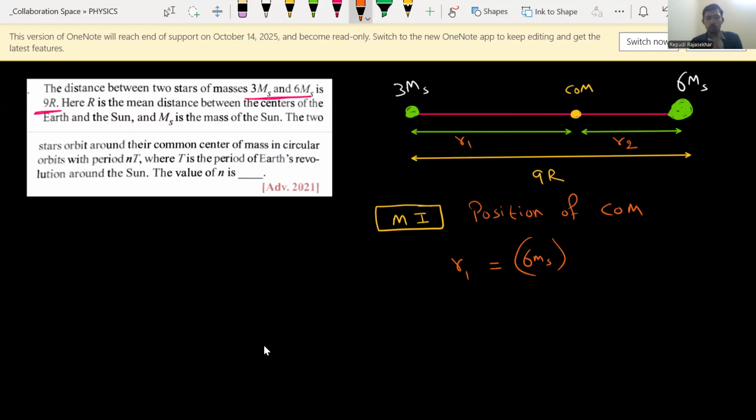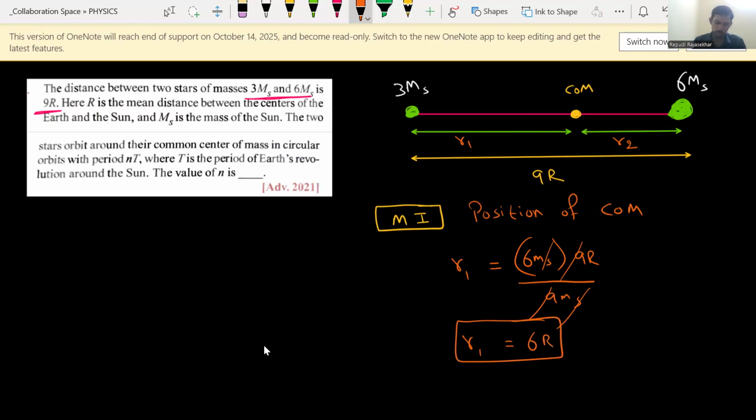So R1 equals to, other mass is 6 ms. What is the total distance between the particles? 9r divided by total mass is 9 ms. So 9 gets cancelled, ms and ms gets cancelled. So R1 value is how much? 6. R1 value is 6r. So directly you can write this value is 6r. Total distance is 9r. 3 ms is at a distance 6r. That means 6 ms should be at 3r distance. It is very simple thing. Finding center of mass, this is method 1.